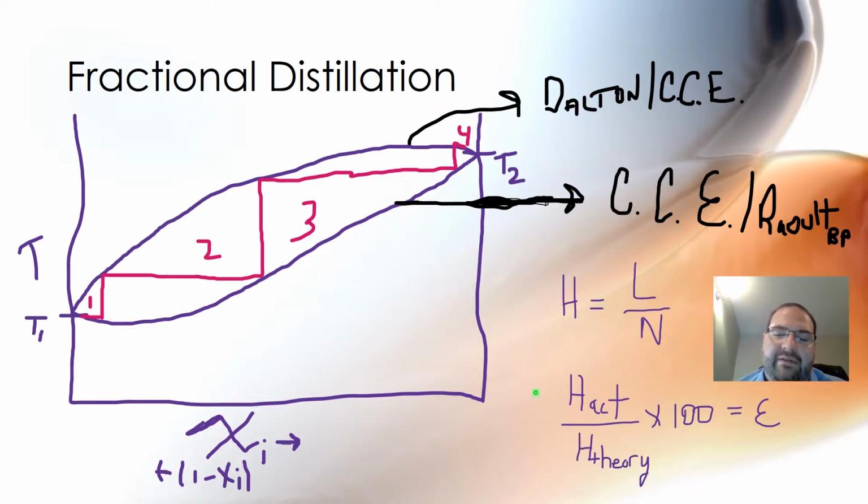Then you have your method of looking at plate height. Plate height is where you take the length of a column and you divide it by the number of theoretical plates, and that gives you your theoretical plate height.